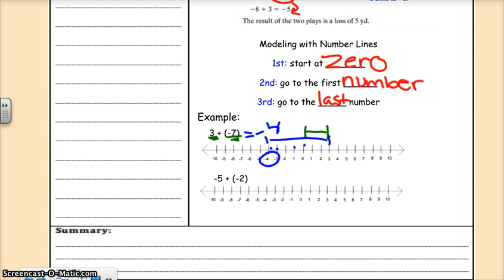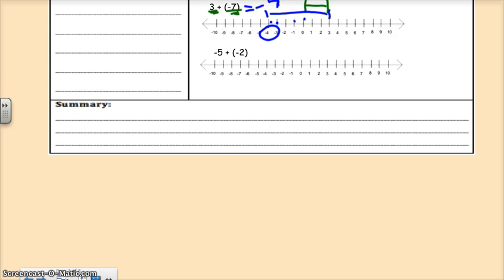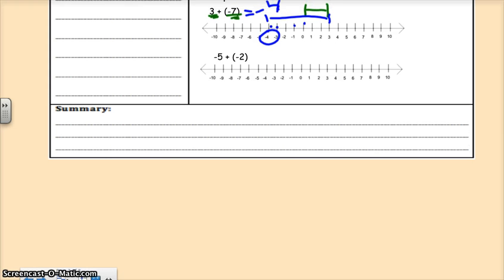-5 plus -2. I start at 0. I go to the left 5. 1, 2, 3, 4, 5. And then I'm adding a -2, so I'm going to the left again. Negative means left. So I'm going 2 spots to the left from the 5. I end up right here. My answer is -7.